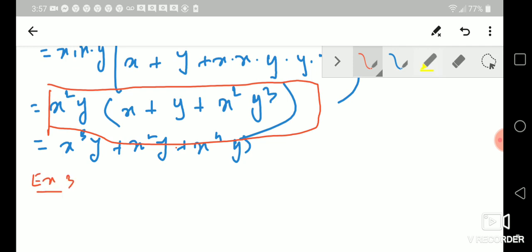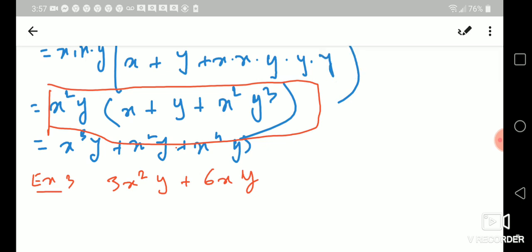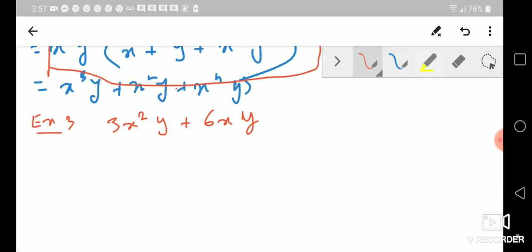Example 3, so let's say we have 3x2y plus 6xy. So even with those numbers, the coefficients here, we will solve in the same method. So we'll see how to solve it. First we'll simplify the numbers. 3, we cannot simplify any further, so we'll leave it as it is. We'll break this x2 into x dot x, and y we cannot do anything, we'll leave it as it is.